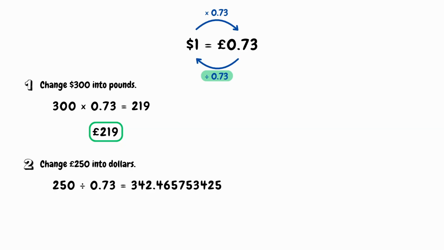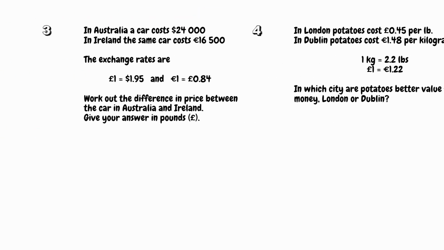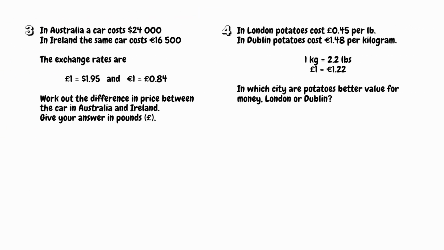So now I need to round this, and when we're dealing with currency, we're generally working with 2 decimal places. So I would round this to 342.47, and that would be my answer in dollars. So now hopefully we know how to use an exchange rate to convert between different currencies. Let's now take a look at a couple more practice questions. So feel free to pause the video here and have a go at these. And we'll go through the solutions in just a few moments.